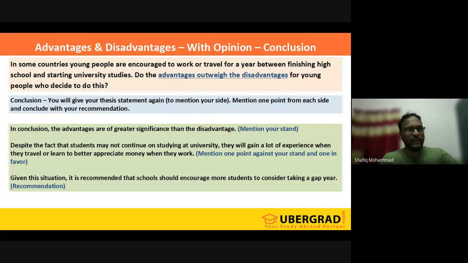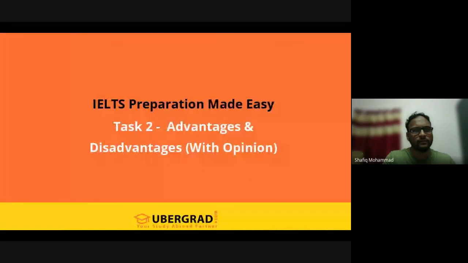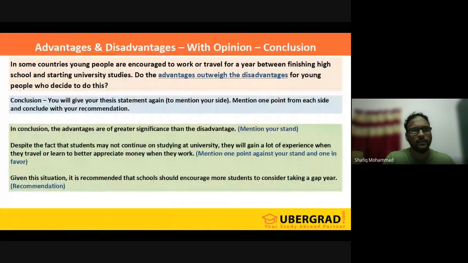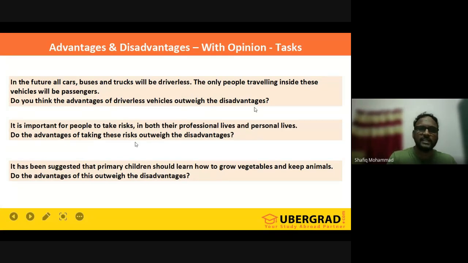Let's see if you have any questions. I just want you to write one. Yes, for this: in the future, all cars, buses, and trucks will be driverless. The only people traveling inside these vehicles will be passengers. Do you think the advantages of driverless vehicles outweigh the disadvantages?